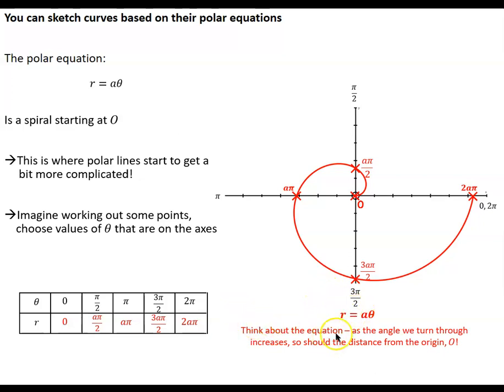Now, why is it like this? As we turn through the angle, it increases and so will the distance. As theta increases, r is just proportional to theta, isn't it? It's just some constant times theta. So as the angle increases, the distance from the origin will increase.